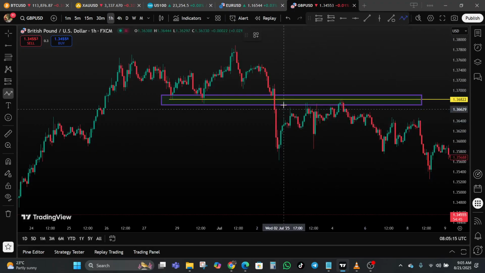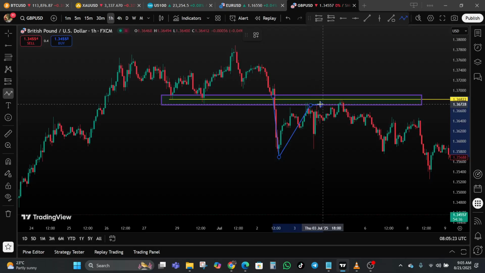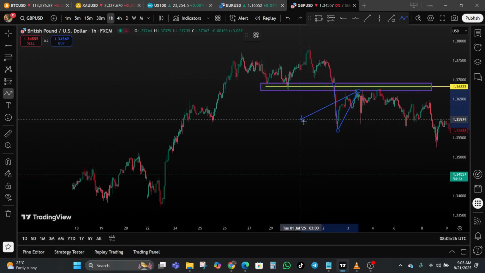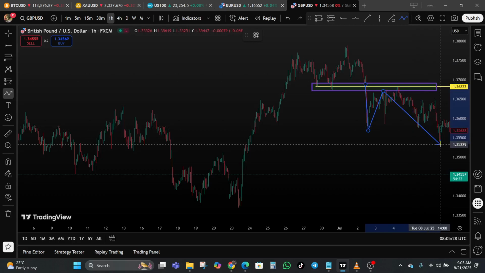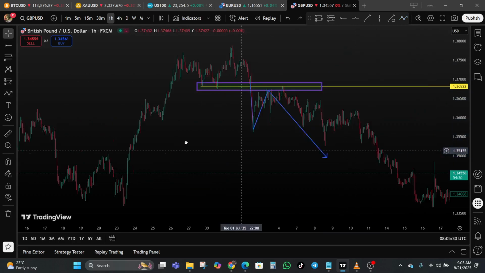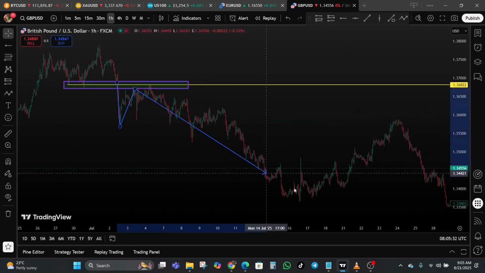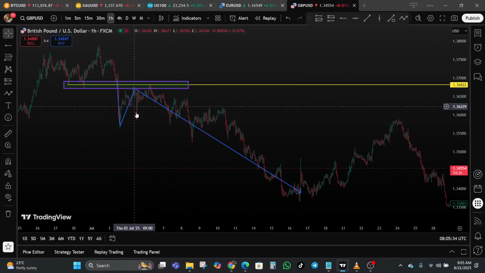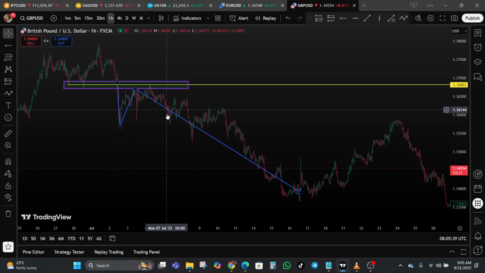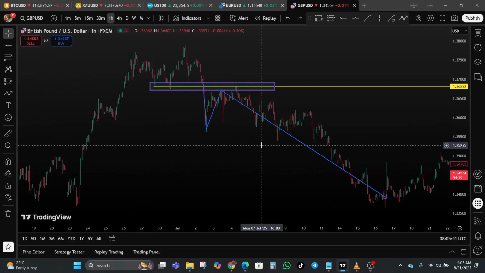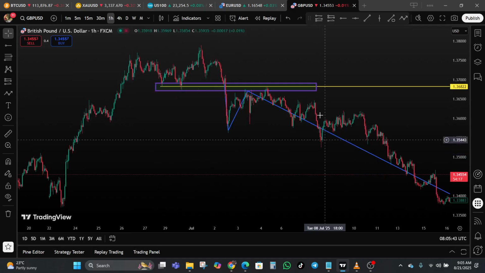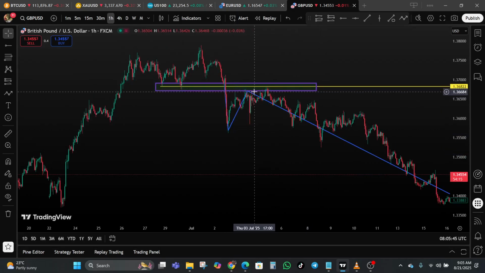You can see what happened here. After this push, price tends to return to these institutional footprints, which are the propulsion blocks, before continuing in the same direction. So you can see before continuing in the same direction, there's usually a return. These zones often serve as continuation areas where traders can anticipate reactions.